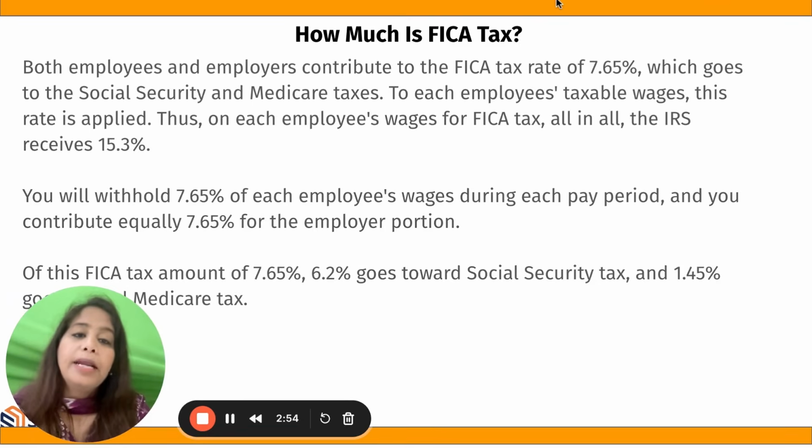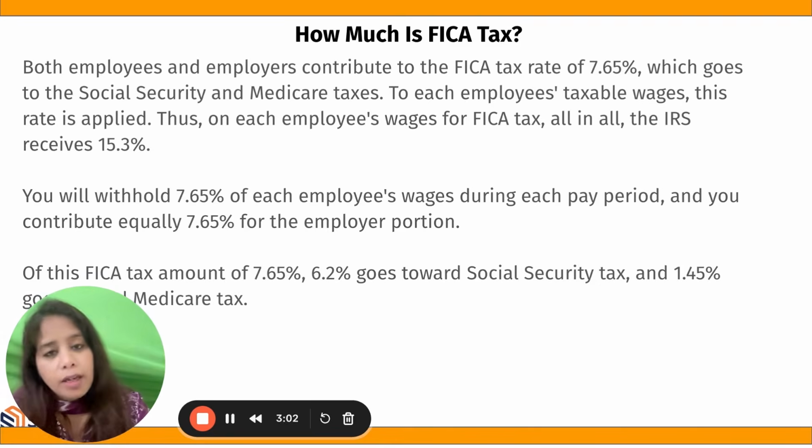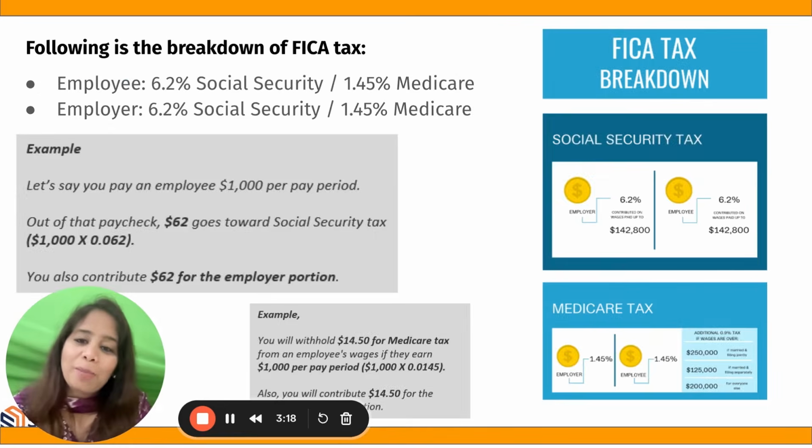How about Medicare? Medicare is 1.45% of, again, the wages, meaning the total earnings of the employee in the month or in the week as per the payroll frequency. It is 1.45% from both sides, but again there is a ceiling limit on the employee deduction.